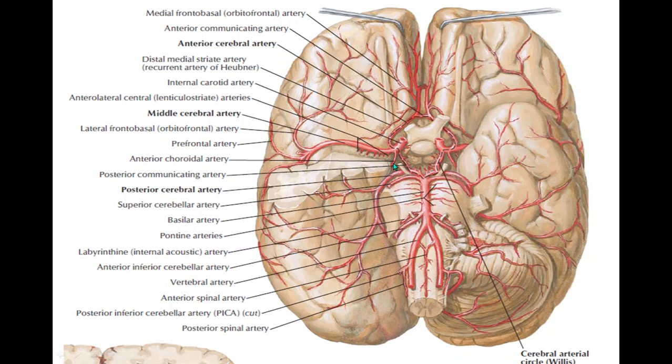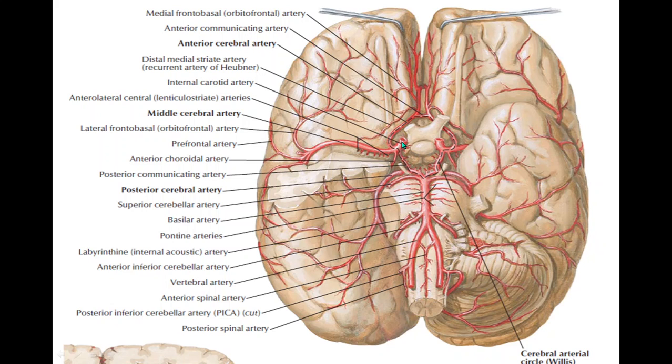So you can see it here. This is one more important artery, that is the anterior choroidal artery. And even you may find one of the branches which communicates with the posterior cerebral artery, that is the posterior communicating artery. What is that? Posterior communicating artery.